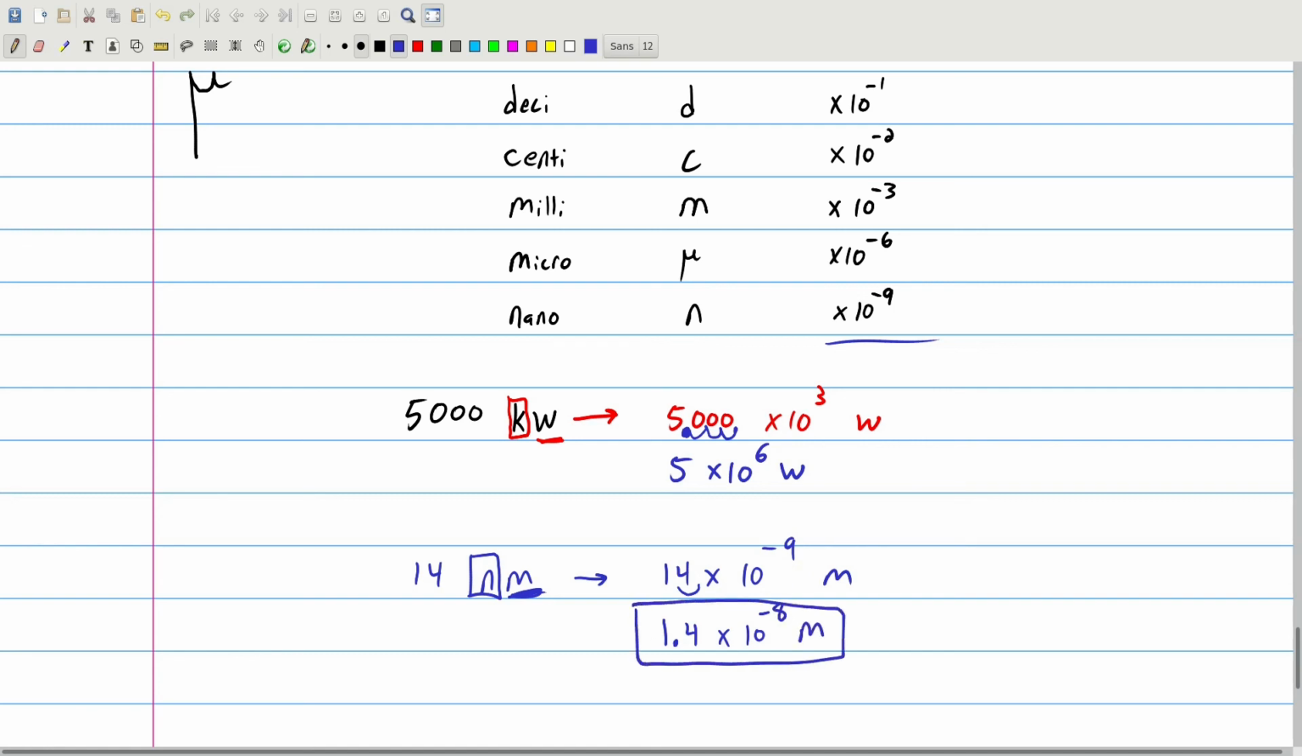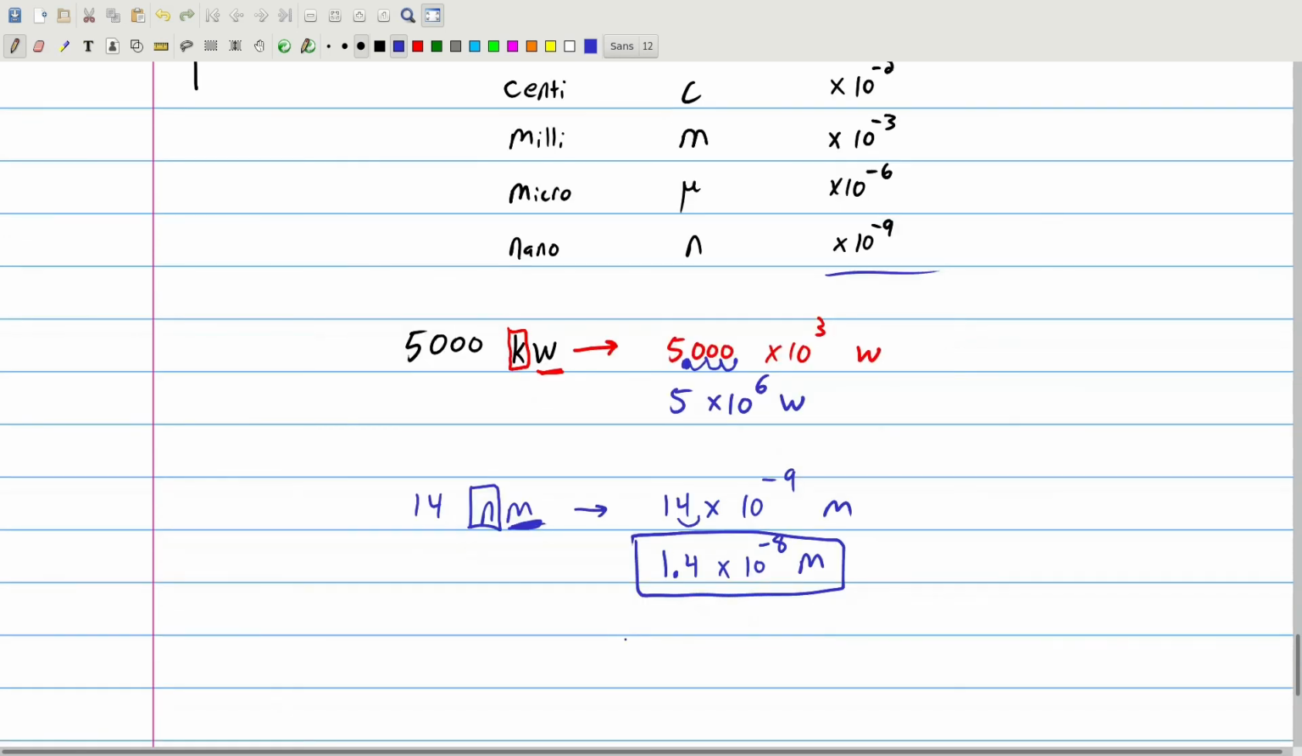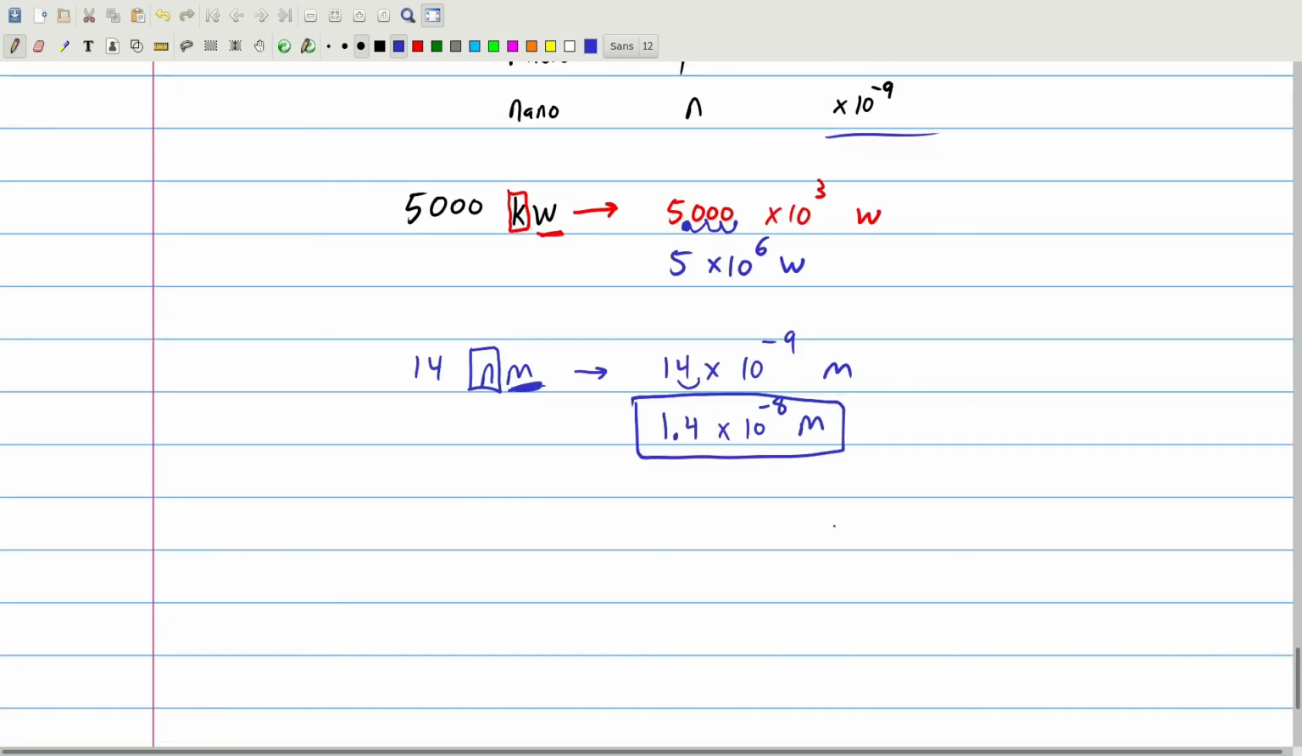1.4 times 10 to the negative 8 meters. That one got a little bit weird at the end there. But don't worry too much about that. You'll figure it out as you get more practice.